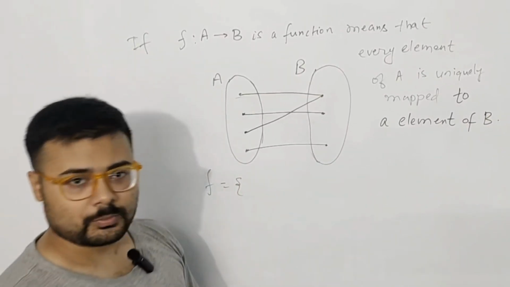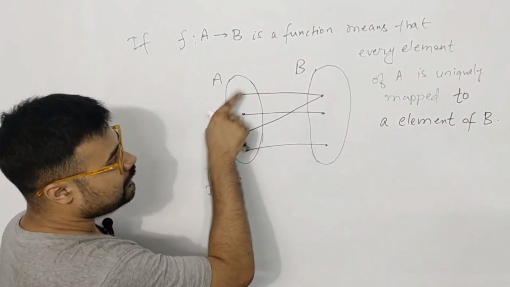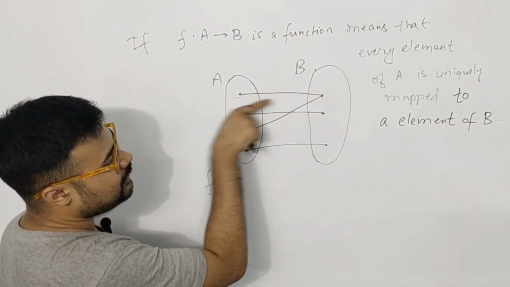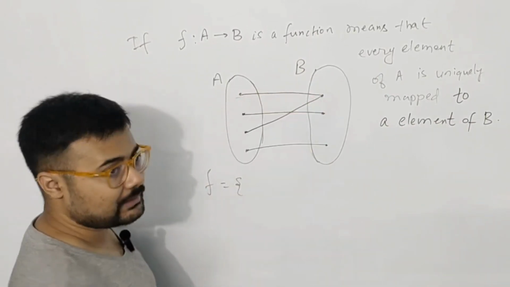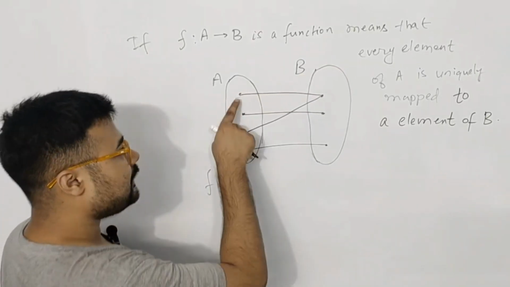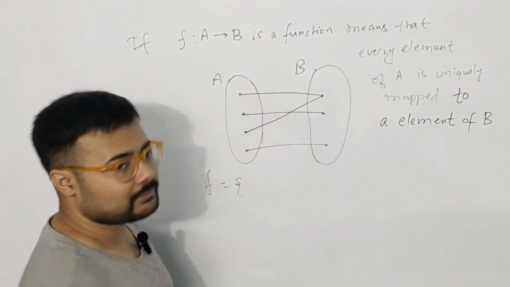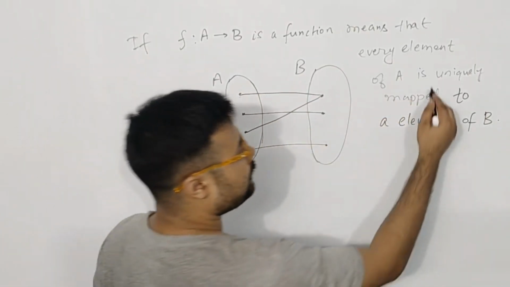Number two, in this representation, it cannot happen that there are more than one line emanating from any element. The reason being that this has to be mapped to exactly one, uniquely mapped.